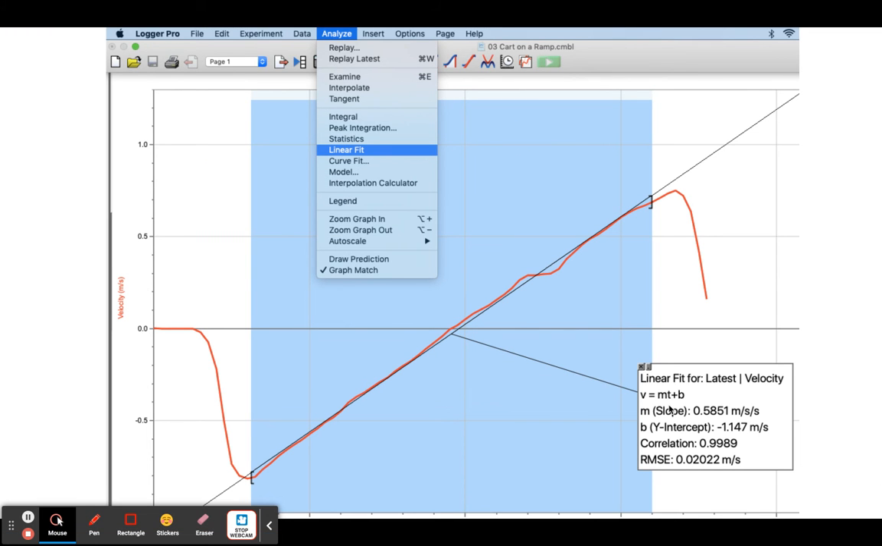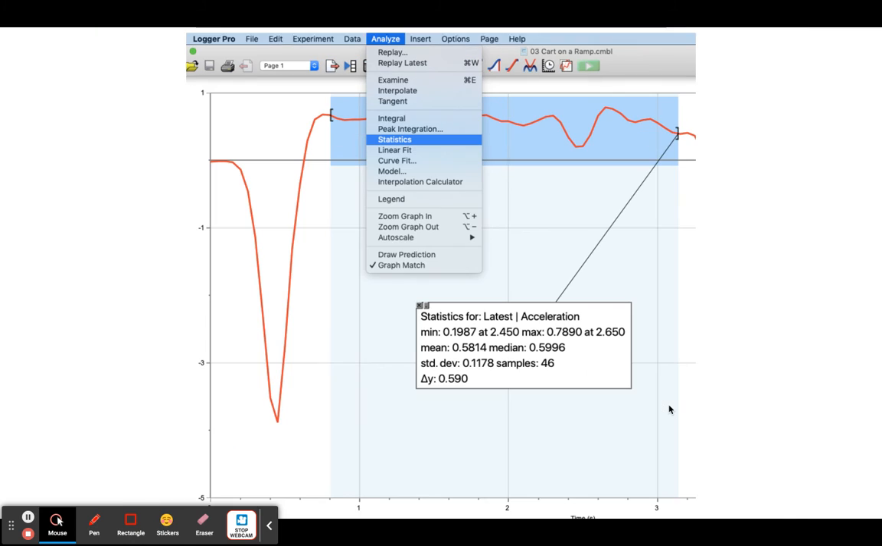My slope was 0.59. My estimate based on reading it was 0.5. So you're just going to comment on how closely those two numbers resemble one another. Mine had a 0.09 meter per second squared difference from what I could estimate on my graph and what the slope of the velocity versus time graph actually was, according to the Logger Pro analysis.